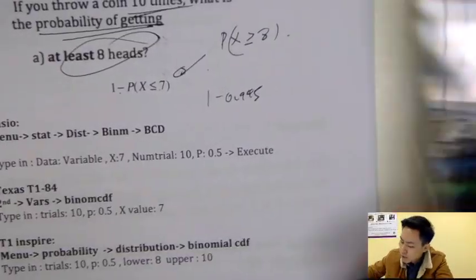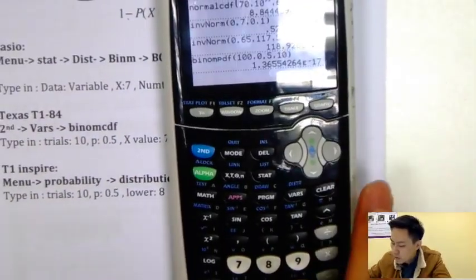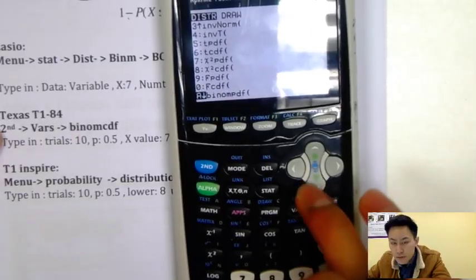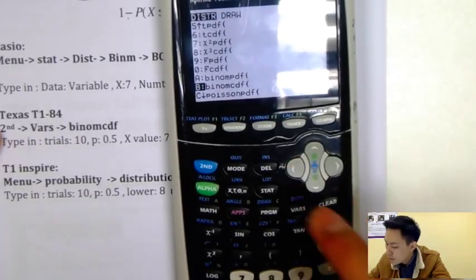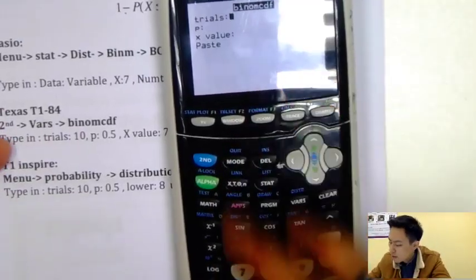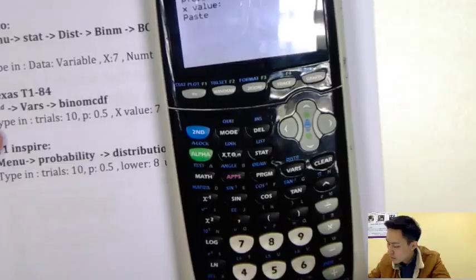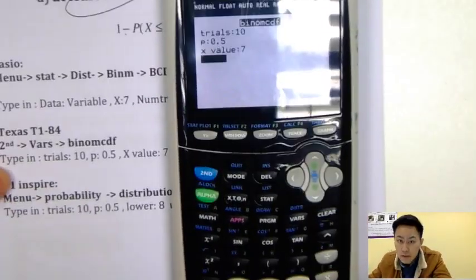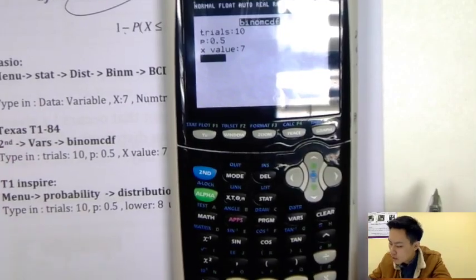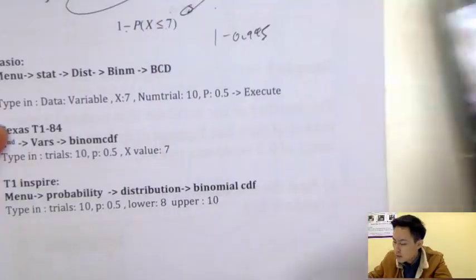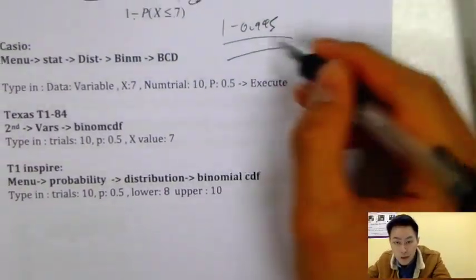But for the Texas model, you have to go to second vars again, and you go down, you see binomial CDF, right? Binomial CDF. First you type in the trials, which is 10, and then P is 0.5, and the X value is just equal to 7, right? So for cumulative, when you type in 7, that means 0 to 7. So you get the same answer as well. So 1 minus this, okay? And then you get the answer.